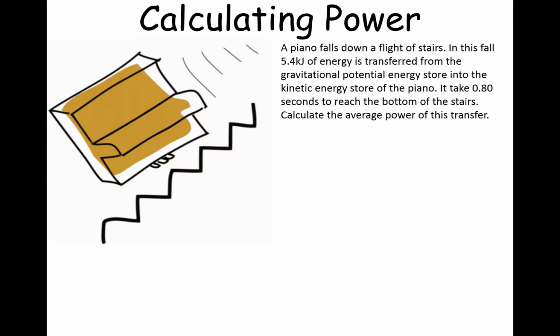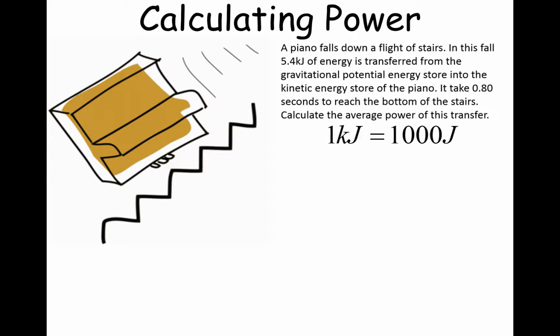Now the reason it says average power is because in reality the piano is going to bump and hit the stairs, and so the power will not be constant throughout the entire fall. Sometimes the power will be greater, sometimes the power will be less, but we're looking at the power transferred over the entire 0.8 seconds. So firstly we do our conversion.